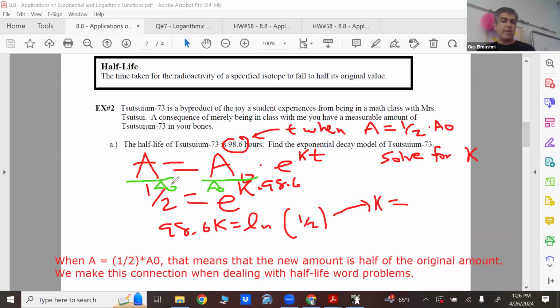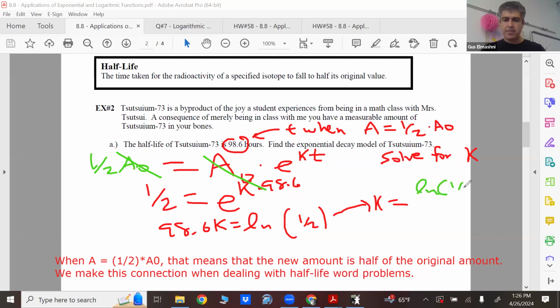Because again, we're told that a is half of a sub 0, or actually you could just do this. Replace a with half of a sub 0. So half equals e^(kt), if that helps. And if I solve for k, it will be natural log of 1/2 over 98.6.